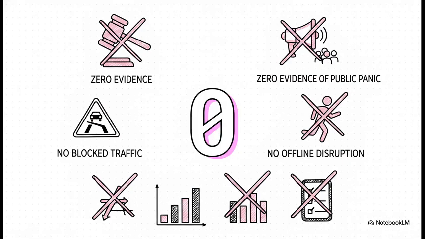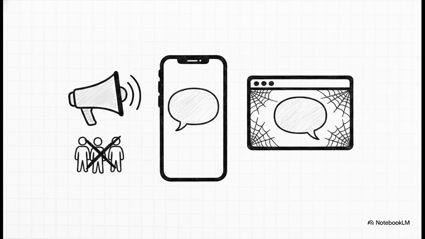The answer, according to the case files analyzed in our sources, is zero. Literally zero evidence of riots, zero evidence of public panic, zero evidence of offline disruption whatsoever. No blocked traffic, nothing. The prosecution provided absolutely no quantifiable metrics to satisfy this absolutely crucial serious disruption requirement.